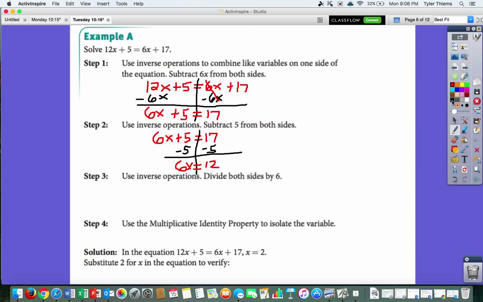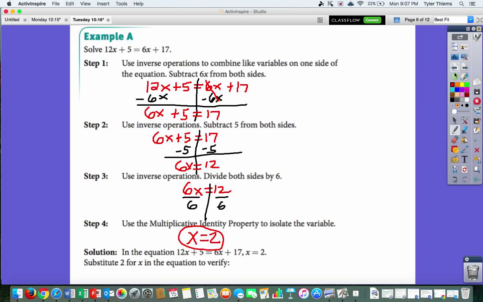That's step number 2. And then finally, the big one on step number 3, once we have the equation 6x equals 12, we're going to divide both sides by 6 here. Always use inverse operations whenever you're trying to solve an equation. So 6 and x are multiplied together. The inverse operation of that is division. You divide by 6. And that will leave you with your final answer, which is x is equal to 2.